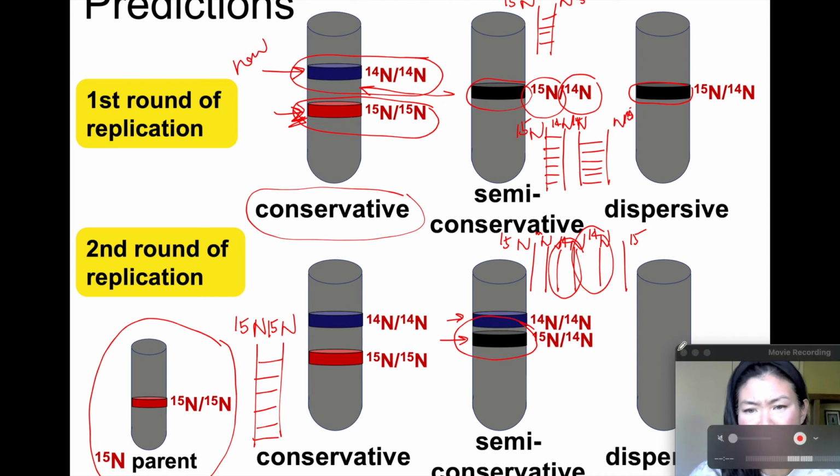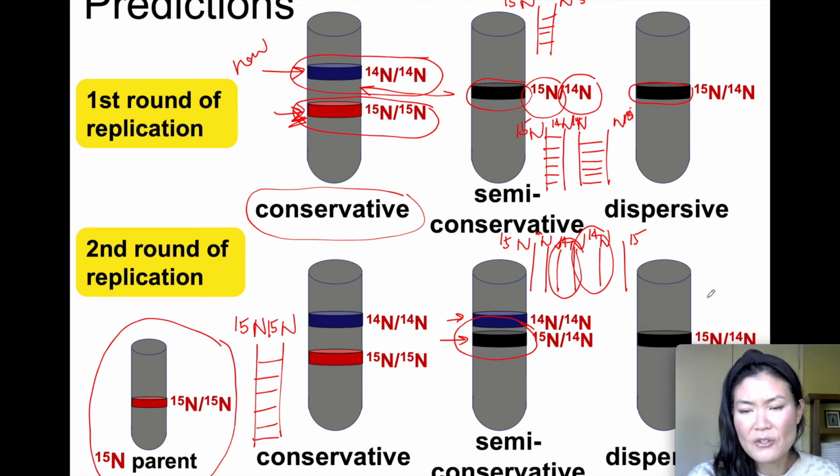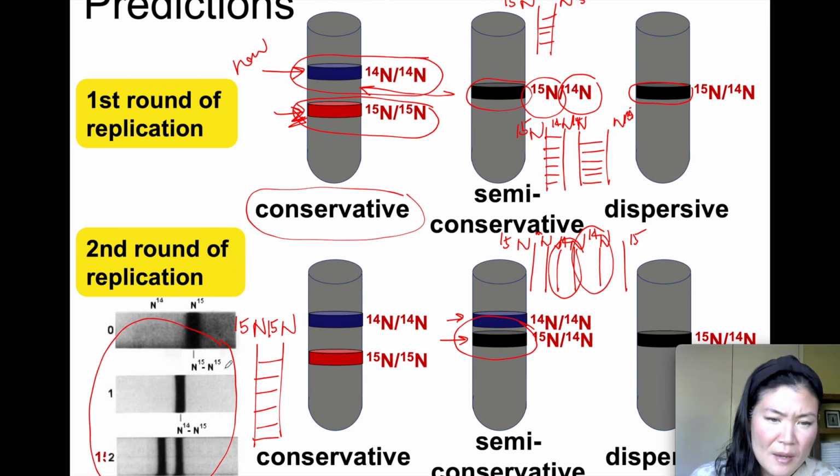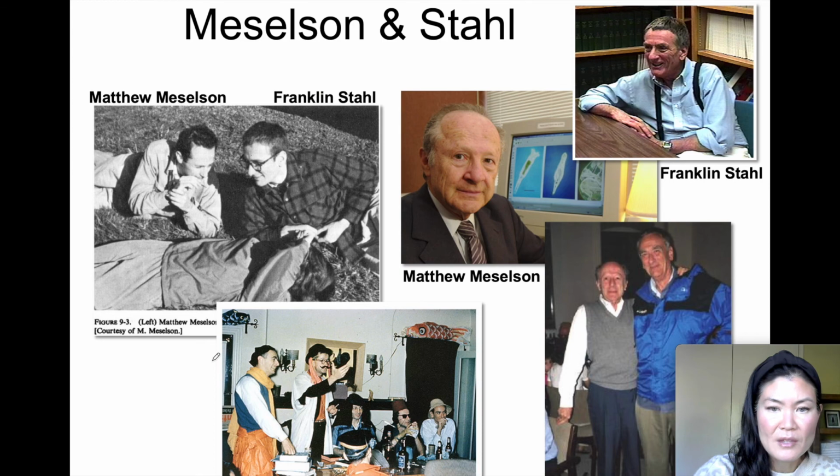And then dispersive is just going to stay half nitrogen 15, half nitrogen 14, because it's always dispersive, it's just going to contain bits and pieces of the old continuously. And this is just an X-ray photo of what they got, which proved that it's semi-conservative. There's a picture of Meselson and Stahl.